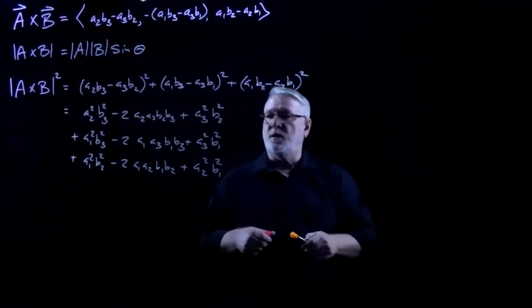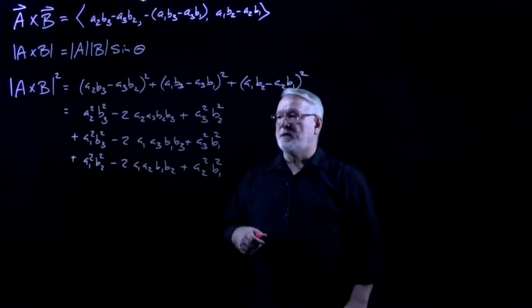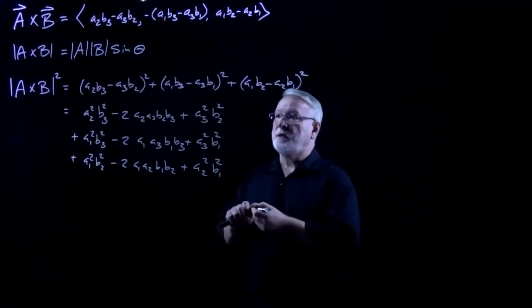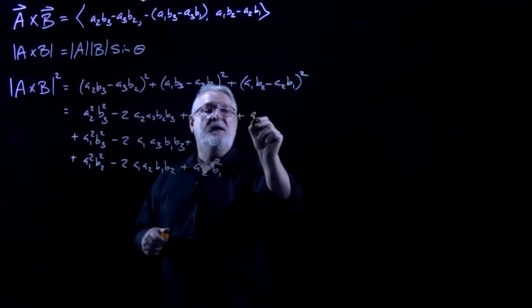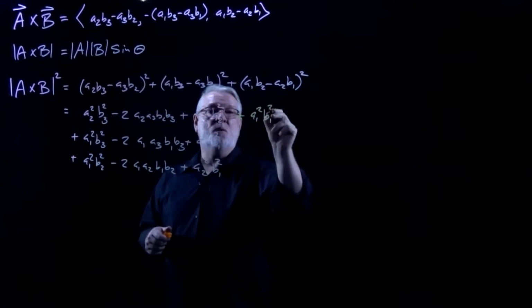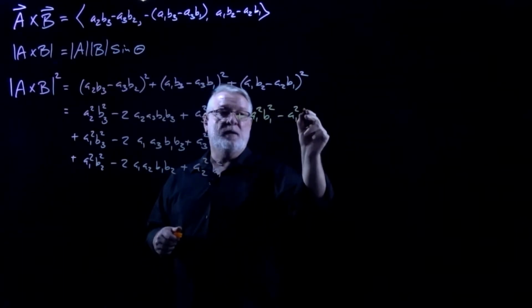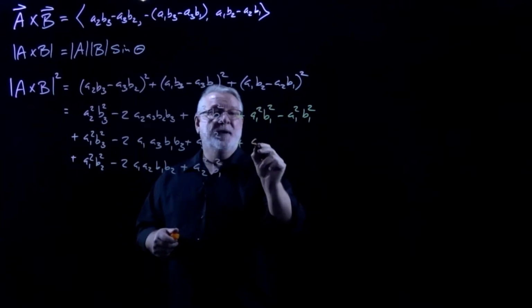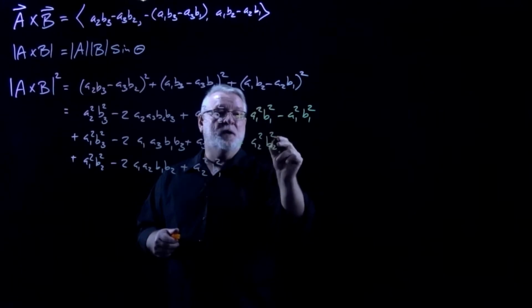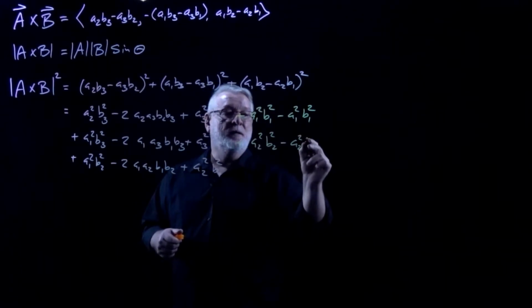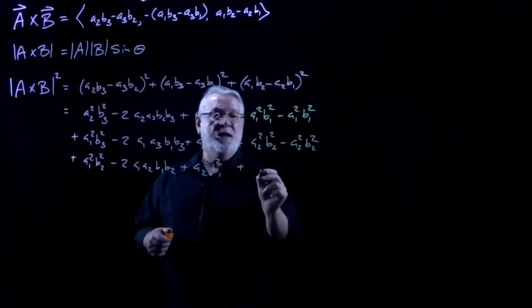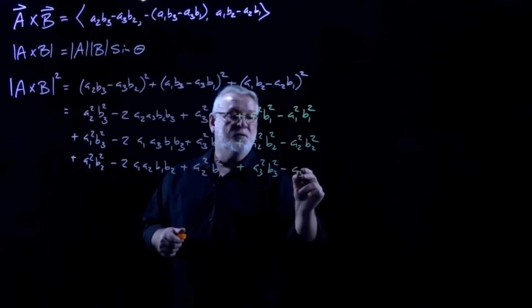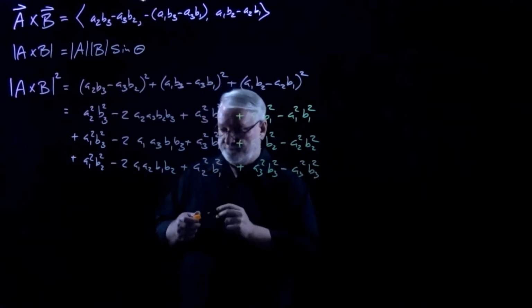Okay, now I'm going to do something unusual. I'm going to add and subtract something from each one of the terms. That will make the factoring that we're about to do a whole lot easier. So what I'm going to do is add A1 squared B1 squared and subtract A1 squared B1 squared. And I'll do the same thing to the next 2 lines: A2 squared B2 squared minus A2 squared B2 squared. And finally, plus A3 squared B3 squared minus A3 squared B3 squared.